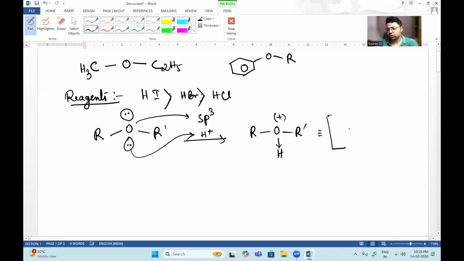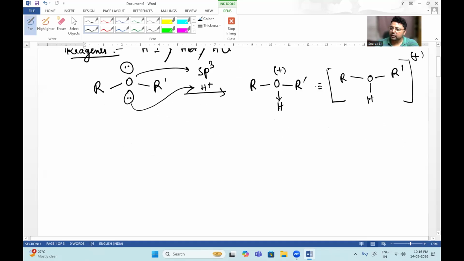In books or on other websites, you can see that it can be written like this with a positive charge here, an overall positive charge shown. So this is not a single bond, this is a coordinate bond, and we all know that coordinate bonds can be changed to a single bond if we break some other bond. So this is the structure of this cation, which is formed by the action of H plus on this ether.